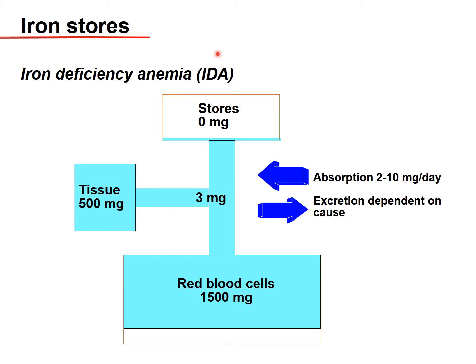What will happen when we do have an iron deficiency? First of all, we are going to lose the iron from the stores. This is the first thing. And after, we do have less iron in the red blood cells, as you see here. And that will initiate the increase of absorption of the iron. That can go up to 10 milligrams per day. Instead of having 1, we can have about 10 times higher. But of course, the excretion depends on the cause of iron deficiency.